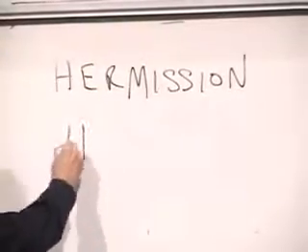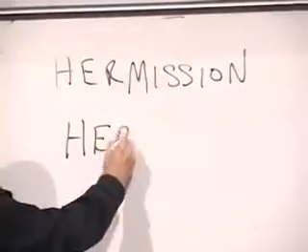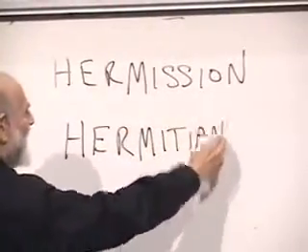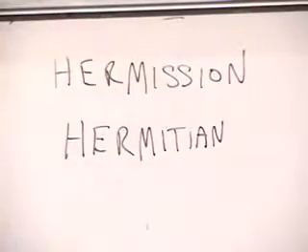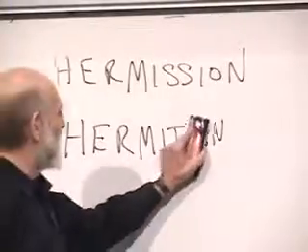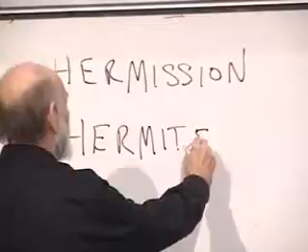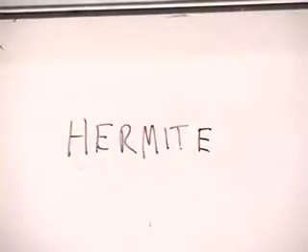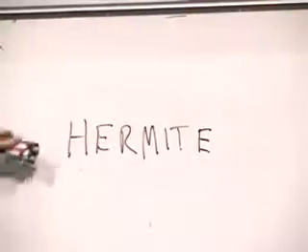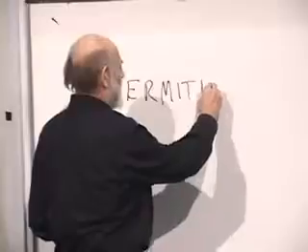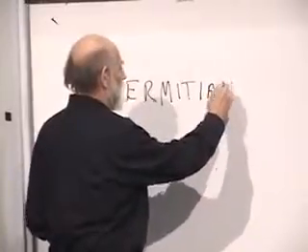That's not right. What's that? Some people like the E there. Where? I mean, Hermite. Yeah, Hermitian. Yeah, Hermite. Hermite is not a bug. It's the name of a mathematician. Hermite is a proper noun. Hermitian is an adjective.